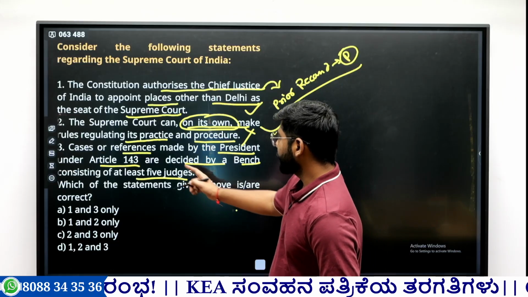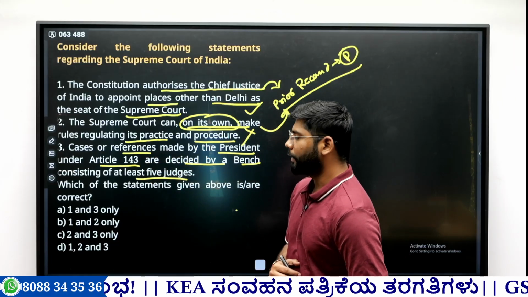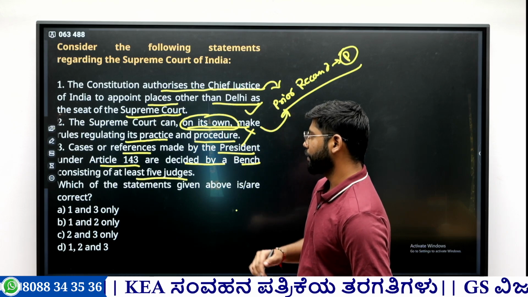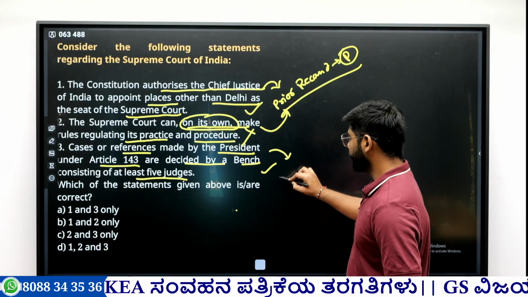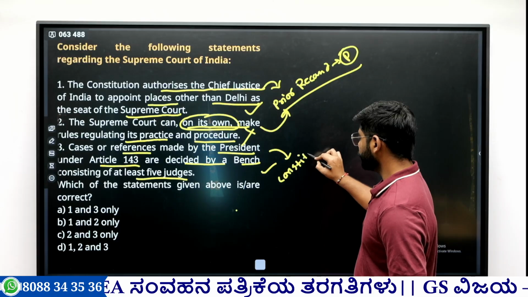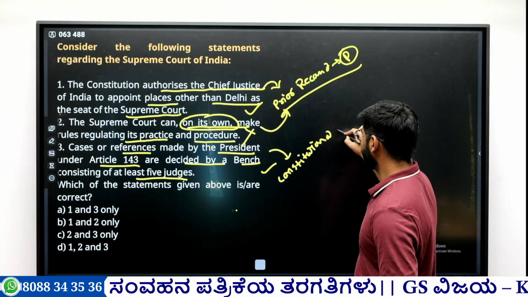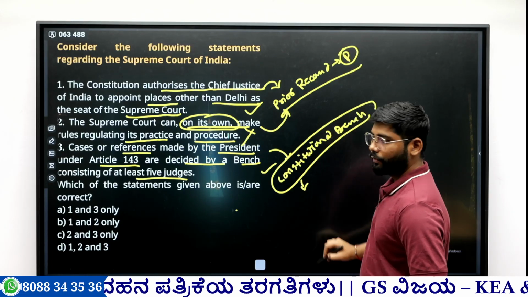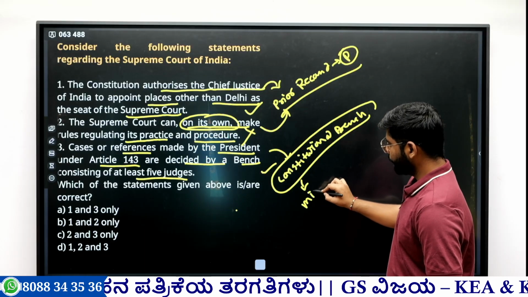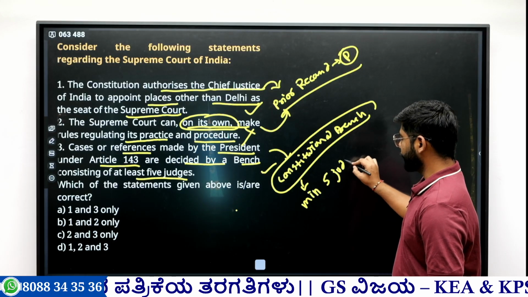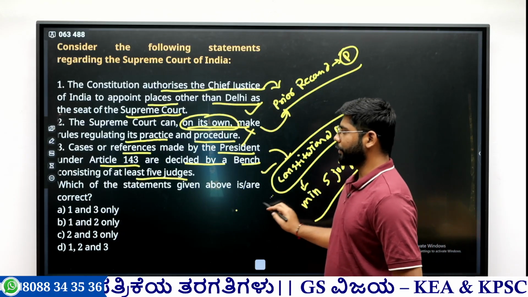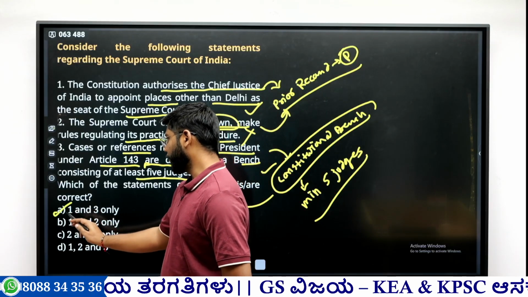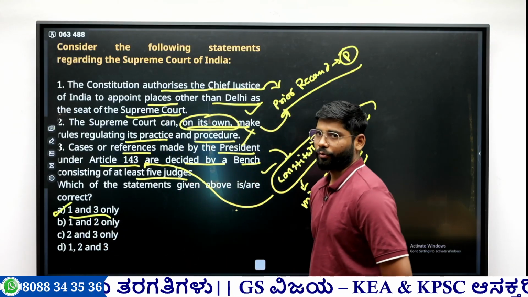Okay. Last statement, the cases or reference made by the President under Article 143 are decided by a bench consisting of at least 5 judges. Yes, it is called the constitutional bench, and this constitution bench is made up of minimum 5 judges. This is the condition laid down in Article 143. So the correct option here is A, that 1 and 3 are correct. Second is wrong.